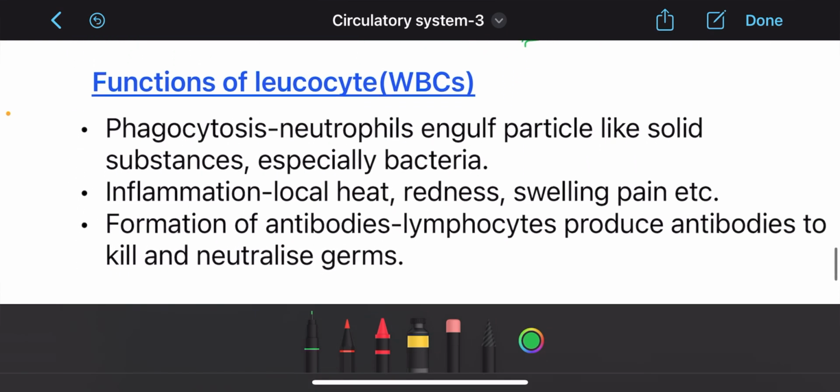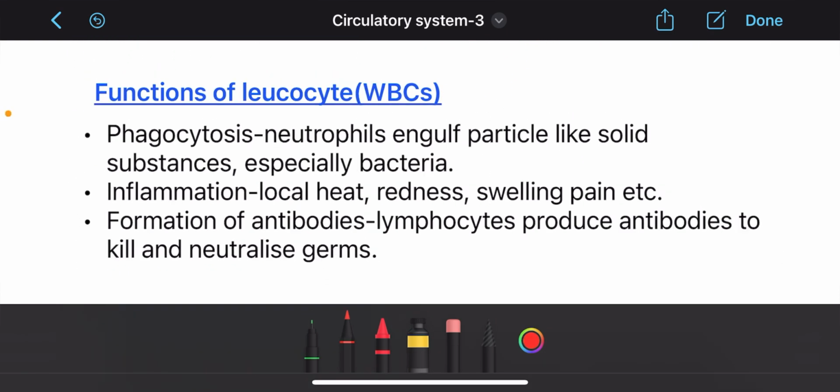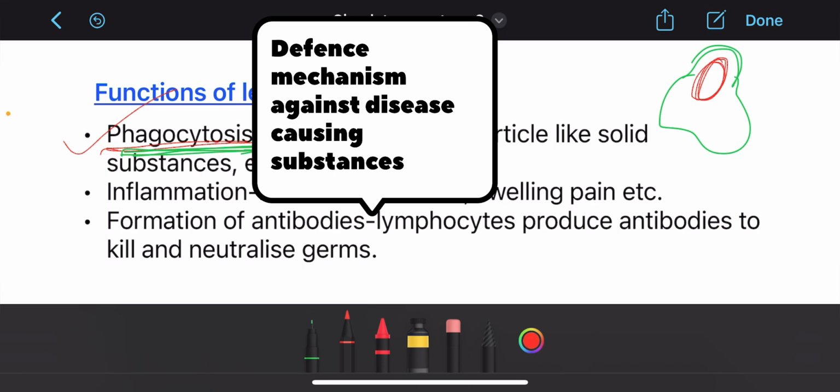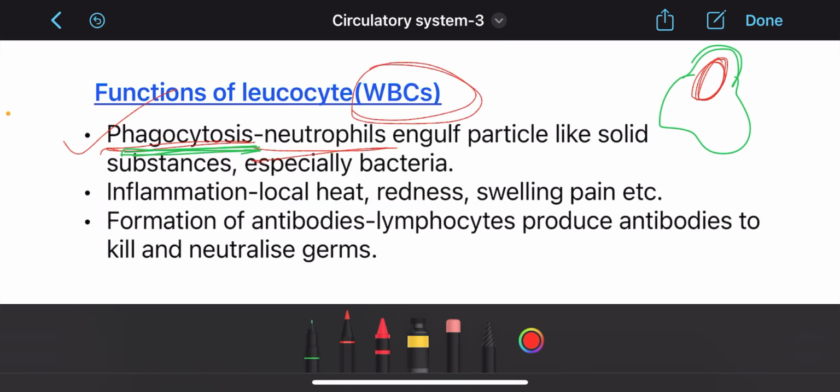Functions of leukocytes, that is WBCs. The first function is phagocytosis. Now the phagocytosis is done almost by all the WBCs, but it is specially done by the neutrophils. Now if we see, this is a neutrophil and it is going to engulf the bacteria by the process called phagocytosis. This is a defense mechanism against disease causing substances such as bacteria, and if the count of WBC is beyond 50,000, then it indicates some severe infection in blood.